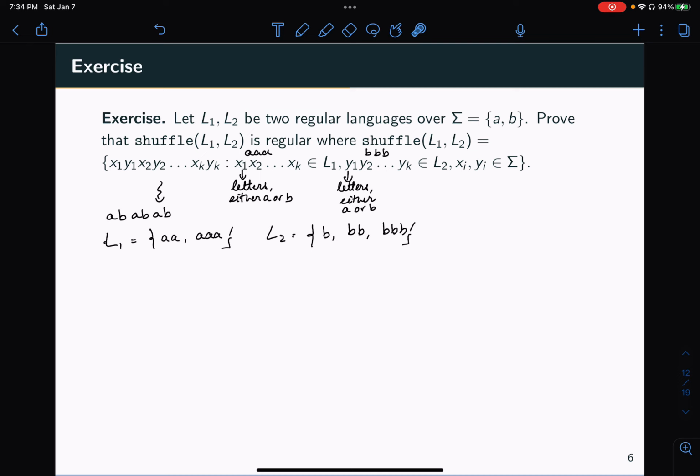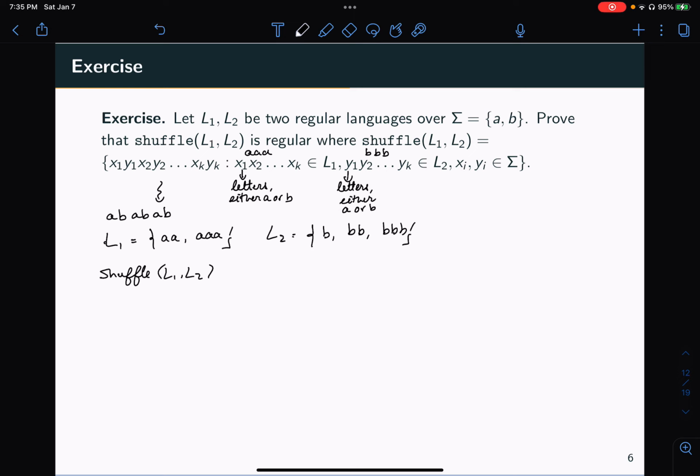So let's first look at strings of length 1. There's one string of length 1 in L2, but there are no strings of length 1 in L1. And so you're not going to be shuffling B with any string in L1. If we go to strings of length 2, then we see that BB is in L2 and AA is in L1. And because the order here matters, because shuffle L1, L2 is different from shuffle L2, L1, let's see what happens when we do shuffle L1, L2.